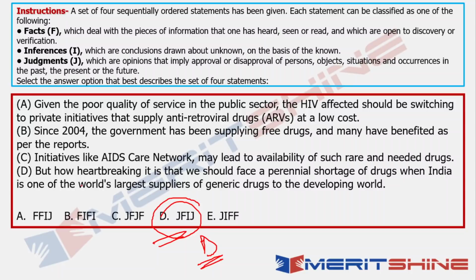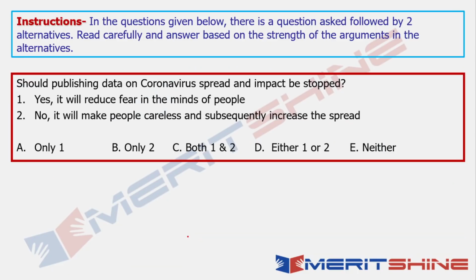Now you can read this one. Initiatives like AIDS Care Network may lead to availability of such rare and needed drugs. Now, there is a possibility of a good action creating a good result. What is this? This is inference, right? May lead to, this is a sort of inference. So the whole thing fits in. You don't need to do C once you have done D first. I am just showing you so that you understand. The last question of today.